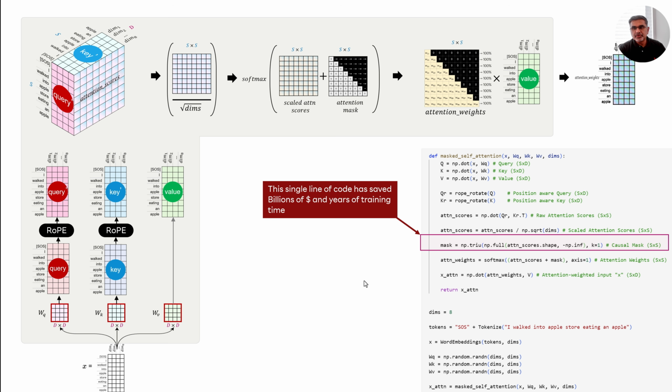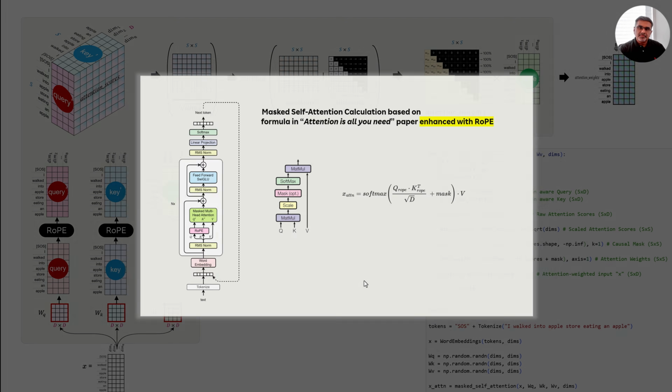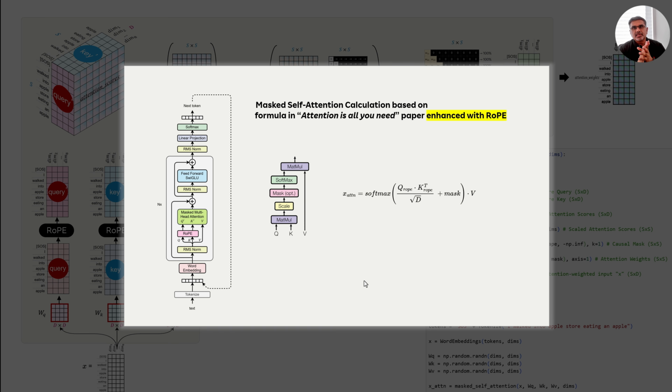Just by using one line of code and some very, very clever tricks and exploiting the property of softmax, we are able to accomplish this without really going through feeding each word at a time while doing training. So that sums up our masked causal self-attention calculation.